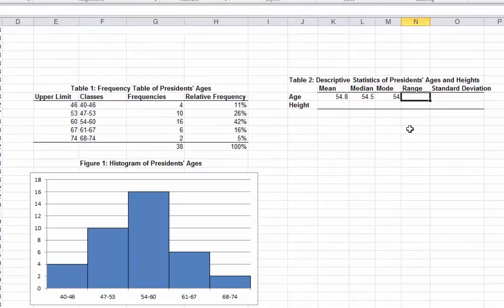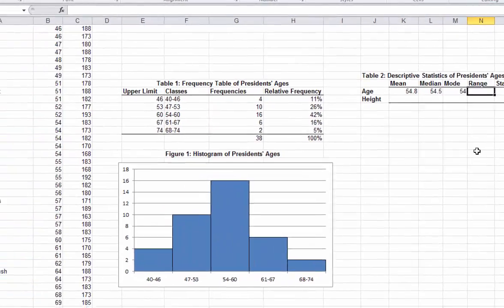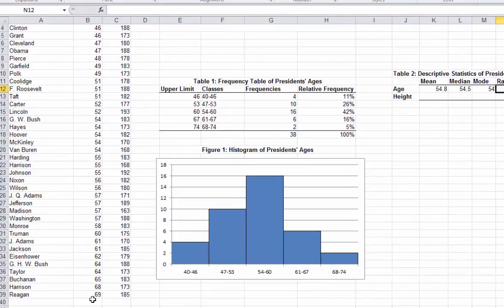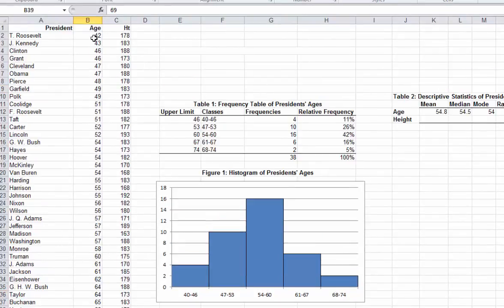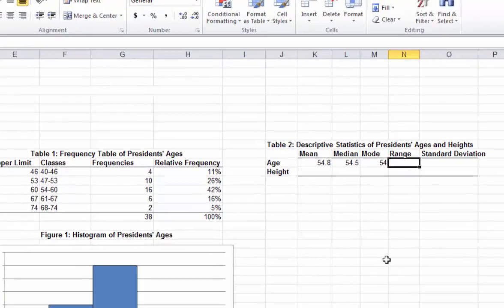Range is our next. Of course, range is a measure of variability. So we're looking at how dispersed the data is. In statistics, people are very interested in talking about the variability in data sets. Range, you already know, is the largest number minus the smallest number. And so, of course, we remember that Reagan was our oldest president at age 69. Roosevelt, age 42. 69 minus 42 is 27.